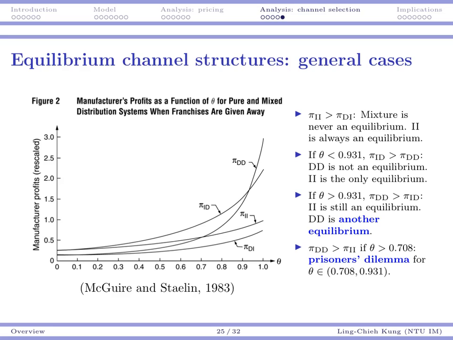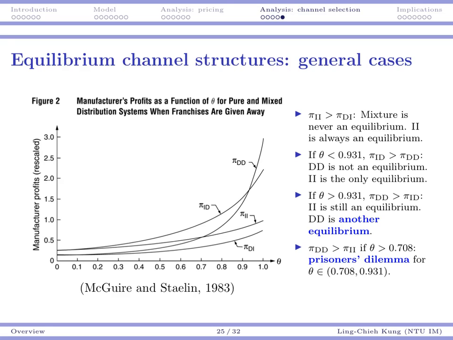Okay, for theta between 0 and 1, we can depict those functions. For example, pi II is from here to here. When theta goes up, these two products become more similar. The aggregate demand becomes larger, and the profit can go up. Pi II is the profit of a single manufacturer when they both choose integration.